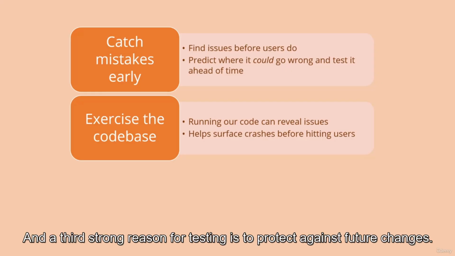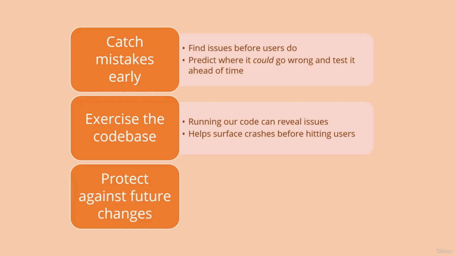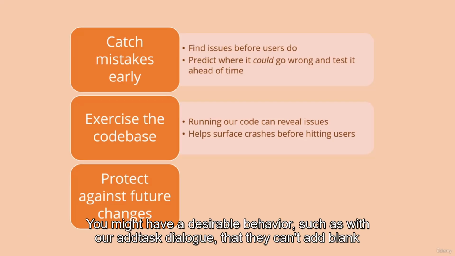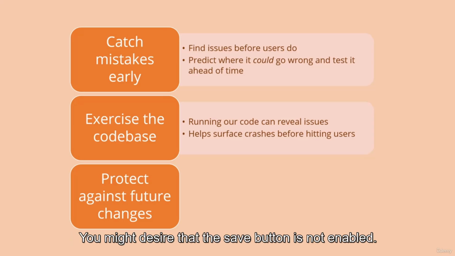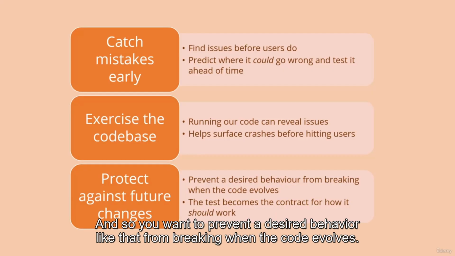And a third strong reason for testing is to protect against future changes. You might have a desirable behavior, such as with our add task dialog, that they can't add blank tasks, that they can't add a task with only one character. You might desire that the save button is not enabled in those cases, and so you want to prevent a desired behavior like that from breaking when the code evolves.